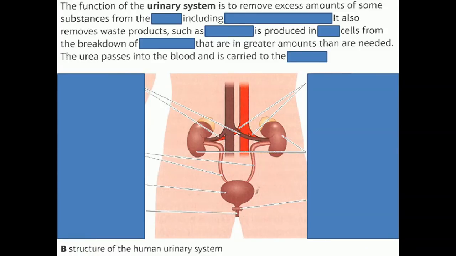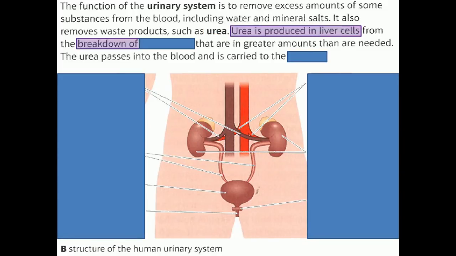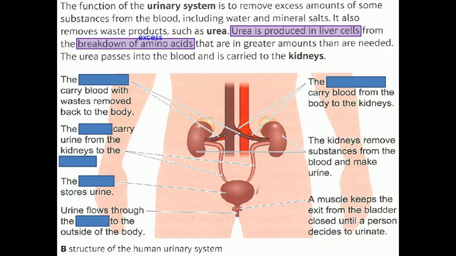And this involves the urinary system, whose function is to remove excess amounts of substances. It removes that excess amount from the blood, which includes water, but could also include mineral salts in terms of excess amounts. It could also remove waste products such as urea. Remember, urea is produced in the liver from the breakdown of excess amino acids, and when it passes into the blood, it is carried to the kidney, which is where the urinary system has an effect.